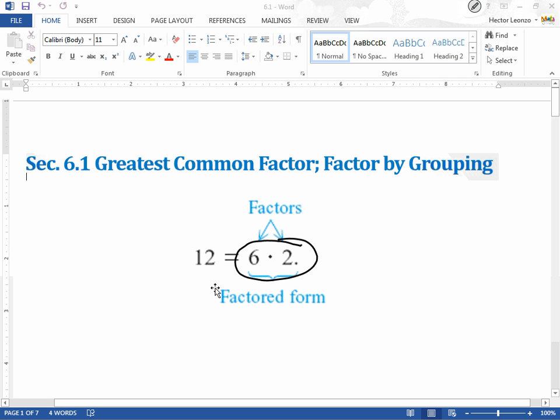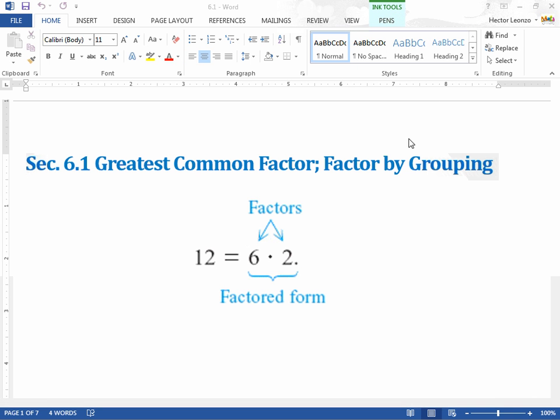They are not the only factors of 12. We could also have 3 and 4, or 12 and 1. There are other factors, but once again, factors are things multiplied, giving us a product.